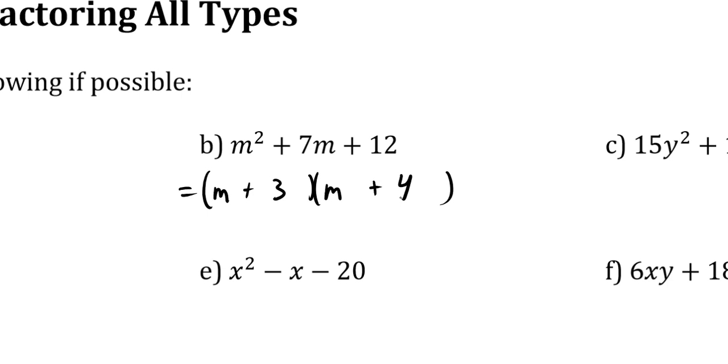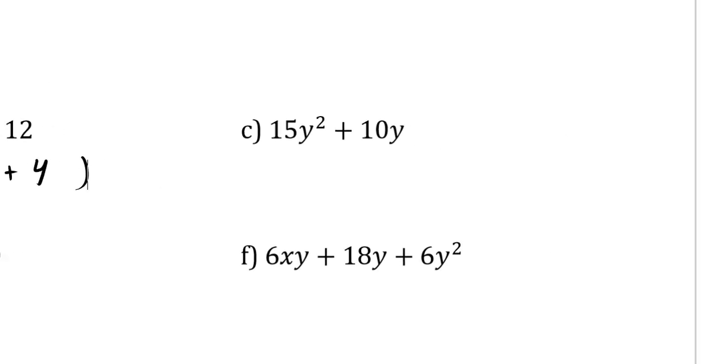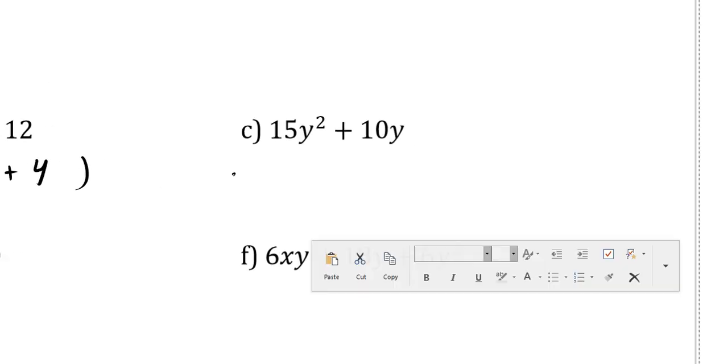And again, I could re-expand this. M times m is m squared. M times 4, 4m plus 3m, that gives me the 7m. And 3 times 4 gives me the 12. Right? So if we did that the long way showing our work, we'd get back the question we started with. Always a good idea to think about the connection between expanding and factoring, and always a good idea after you've finished to do a check and make sure that your answer is correct.